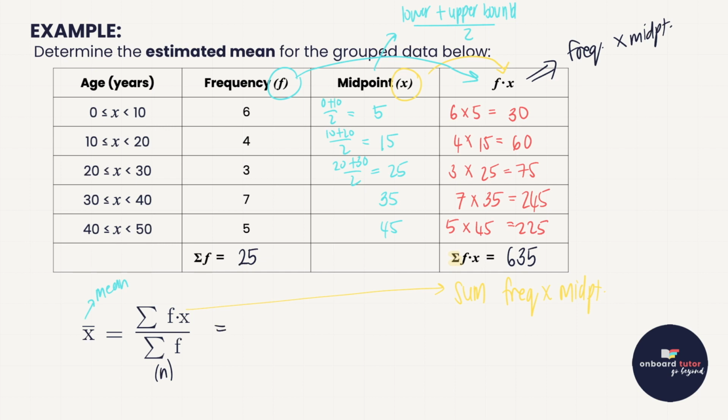We are now going to take the 635 that we had there as the sum of the frequency times midpoint, and then we want to divide that by the 25. So 635 on the calculator divided by 25 gives us an estimated mean of 25,4 years. Okay, so there we have it. If we didn't have this table, we most certainly would have struggled to estimate this mean in a way that is accurate.